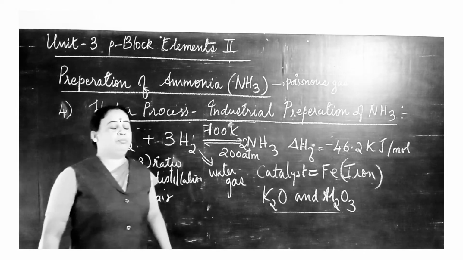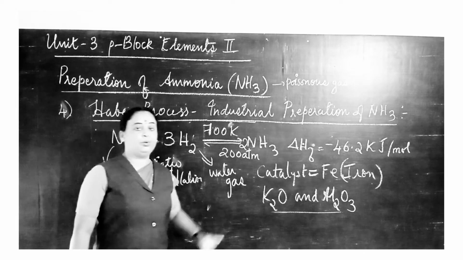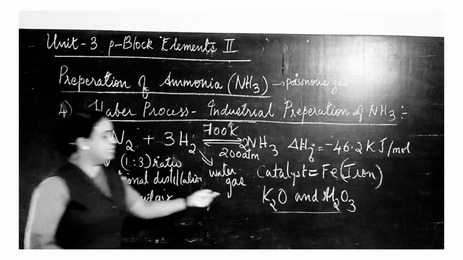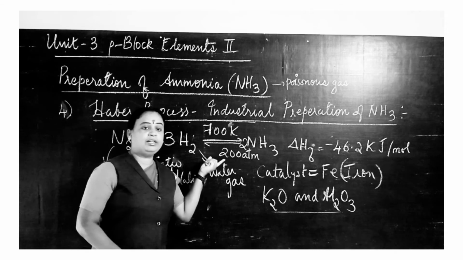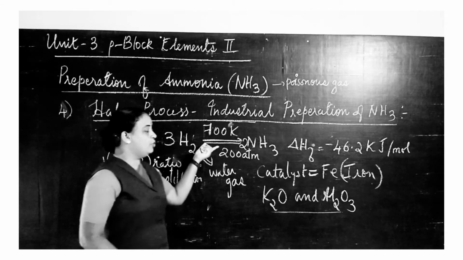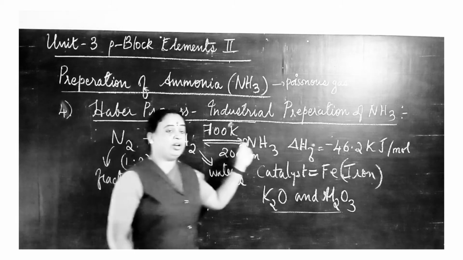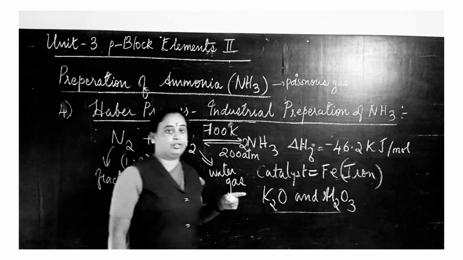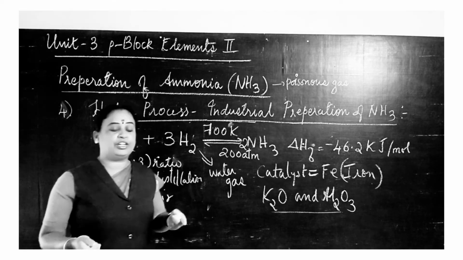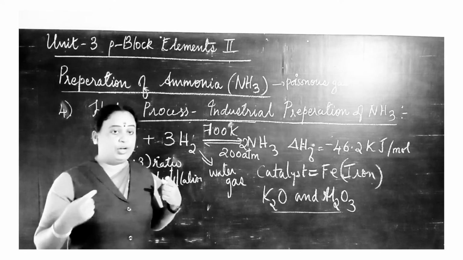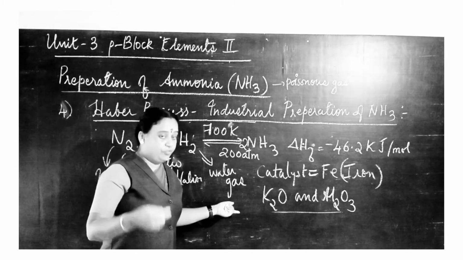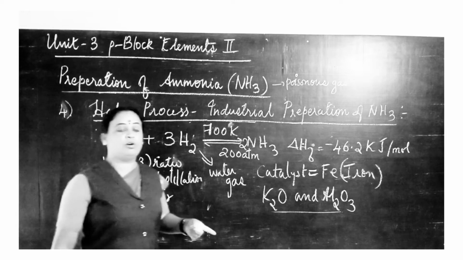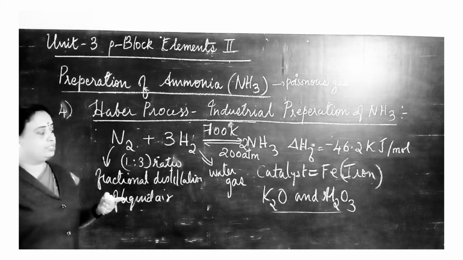K2O is potassium oxide and Al2O3 is aluminum oxide. So they are also used along with the catalyst. So once this is used here, the reaction attains equilibrium faster. Okay. So once the reaction attains equilibrium faster, more ammonia can be obtained by this reaction. So in order to attain the equilibrium at a faster rate, this potassium oxide and aluminum oxide are also used along with the catalyst.